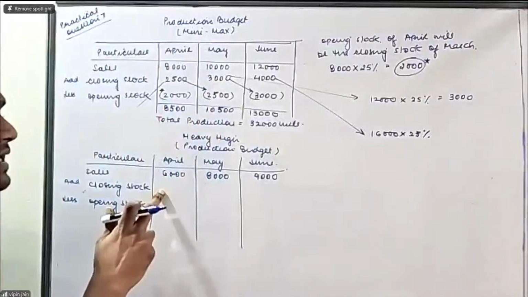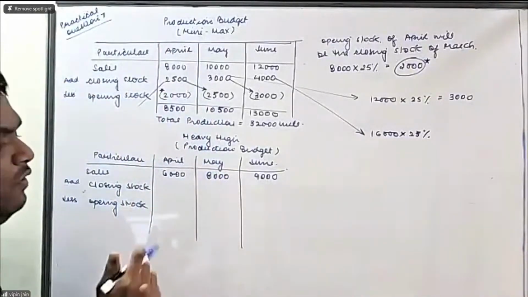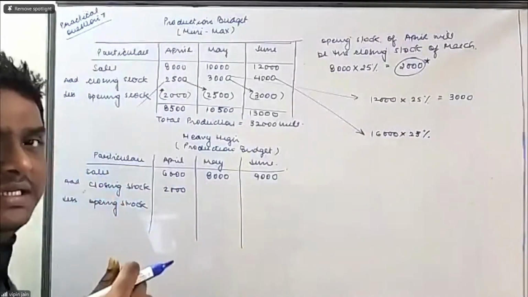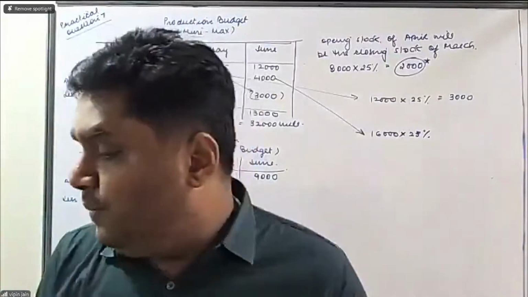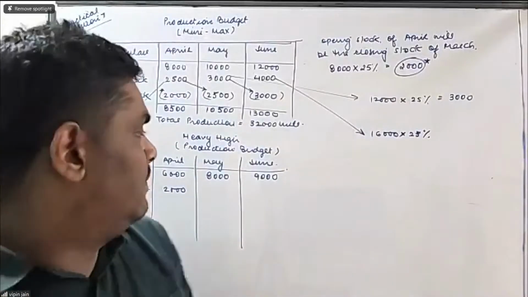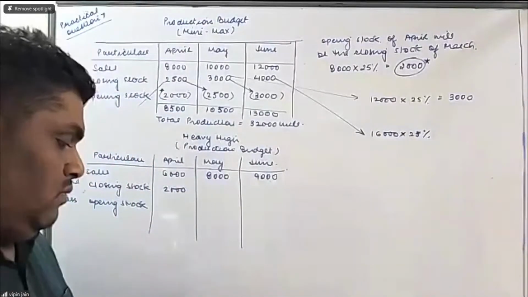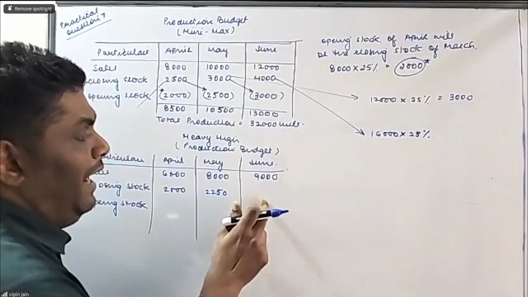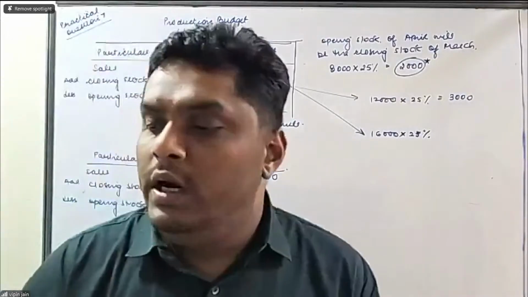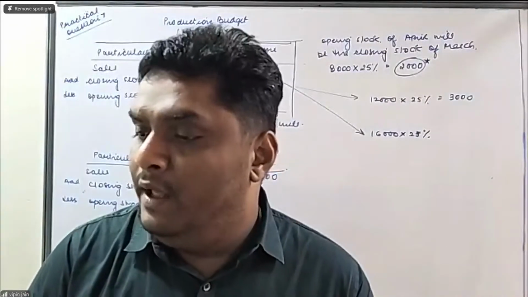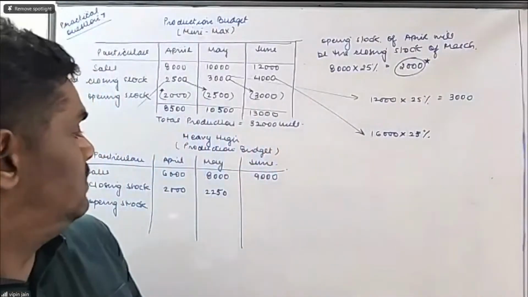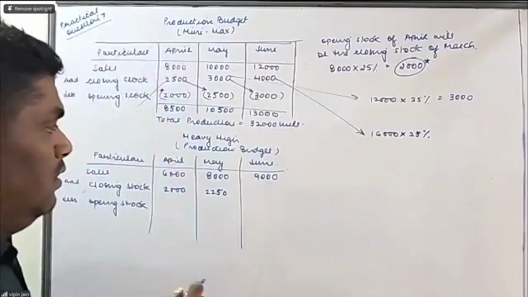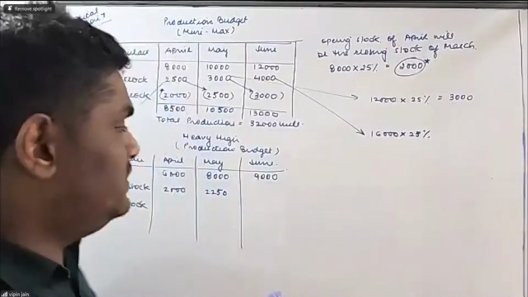So what will be the closing stock of April? 25% of May. So this will be 2,000. What will be the closing stock of May? 25% of June. So this will be 2,250. And what will be the closing stock of June? 25% of July. And for July, it is 14,000.